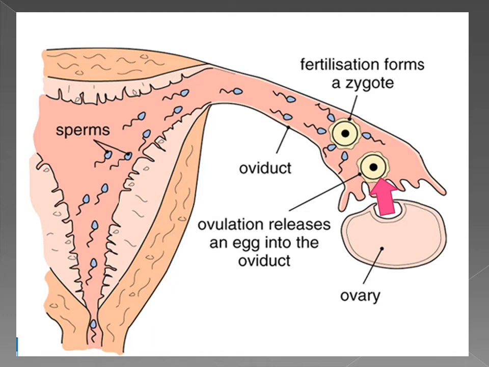Some of them will get lost and go to the other oviduct. Some of them are lucky and they find their way through the right oviduct to reach the egg. And maybe one of them will be lucky to enter into the egg, and the nucleus of that sperm cell will fuse with the nucleus, and this is called fertilization. And now we have a zygote.